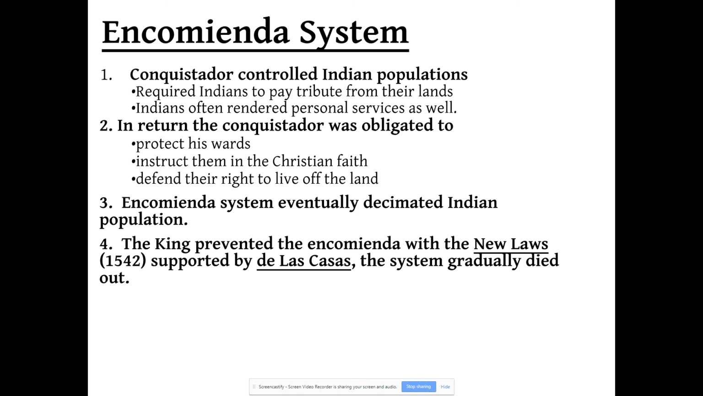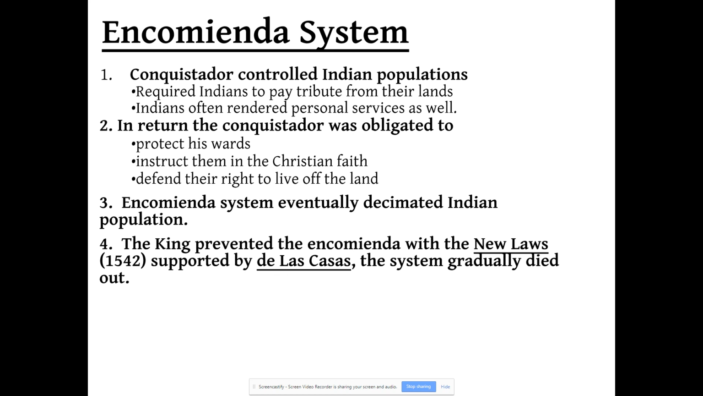poorly and exploited. In exchange for this labor, the conquistadors were supposed to protect the people that they were taking care of and convert them to Christianity, and make sure that they were able to live off of their lands, but it often didn't work out this way. The system had a very negative impact on the native populations.